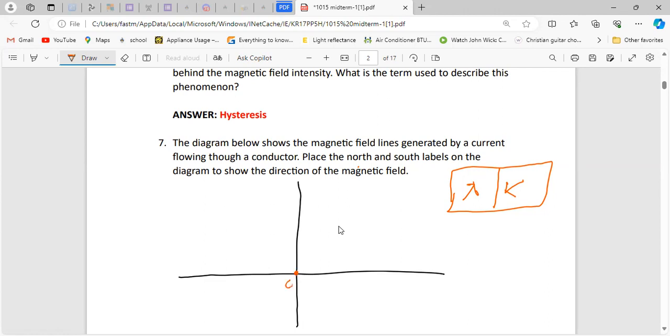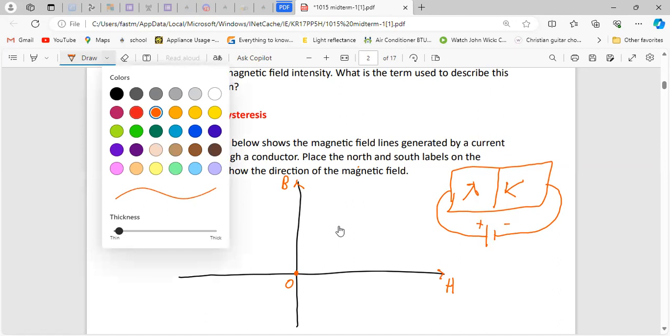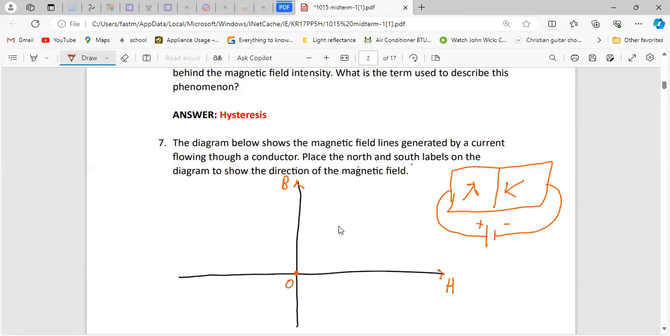So the hysteresis curve comes from something called the BH curve. Yeah, so let's say we connect a battery. Right? So positive, minus. So when you run the current through this, it would generate a magnetic field, right? So the magnetic field, let us say, generates that.